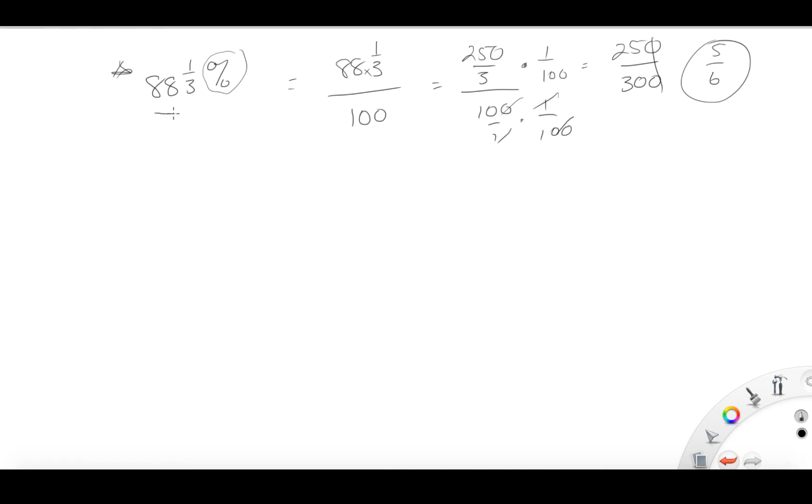So we went from 88 1/3% to what fraction? 5/6. So you can take a percent, put it into this equation, and come out with a fraction. And they're all the same. They're all the same number. It's all the same type of relationship. Pretty interesting how math works in that direction. All right, if you have any questions, let me know, and I'll be willing to help.